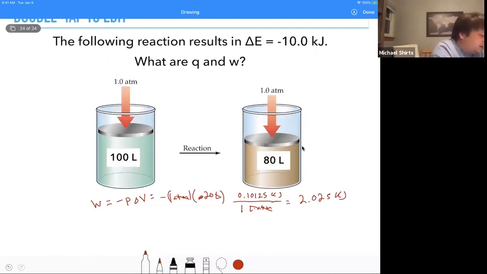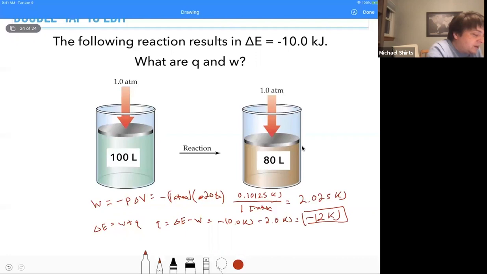What's Q? Well, delta E equals work plus Q, and so Q is going to be equal to delta E minus work, which is minus 10.0 kilojoules minus 2.0 kilojoules, which equals minus 12 kilojoules. So we can calculate both the work and the heat, and you can see they add up to within significant digits. Obviously, I've rounded to get the final numbers.